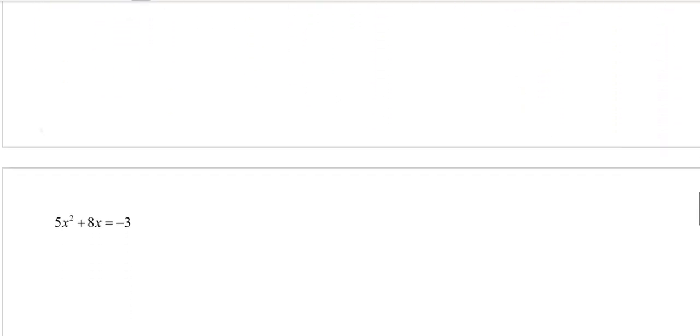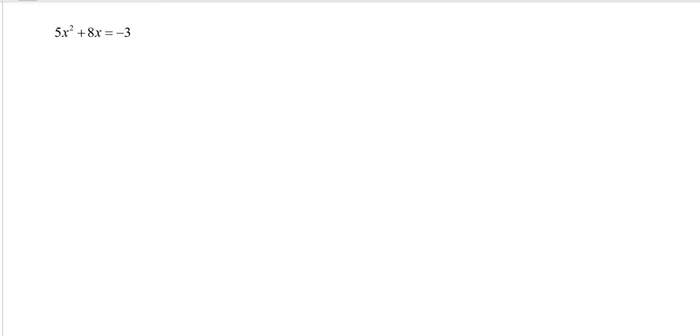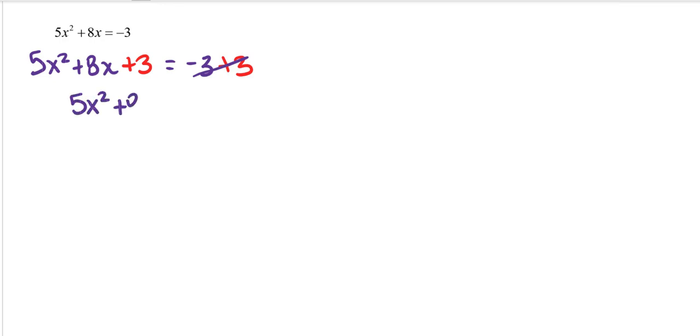All right, one last example here. Again, you may want to pause the video, try this one on your own. All right, so let's see here. First of all, this one is not in standard form, so let's get this one in standard form by adding 3 to both sides. So we would have 5x squared plus 8x plus 3 equals negative 3 plus 3. The negative 3 plus 3 will cancel on the right, so we'll have 0 on one side, and we have the equation 5x squared plus 8x plus 3 equals 0.